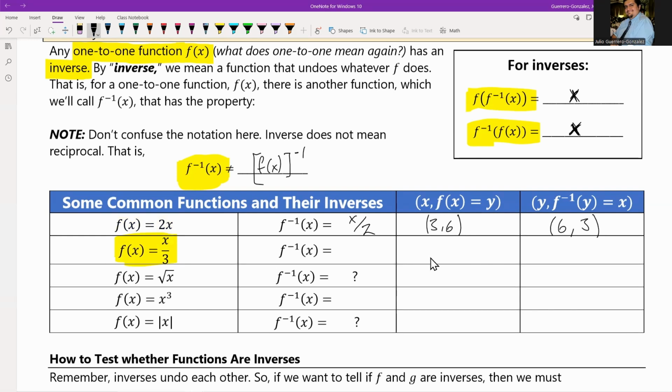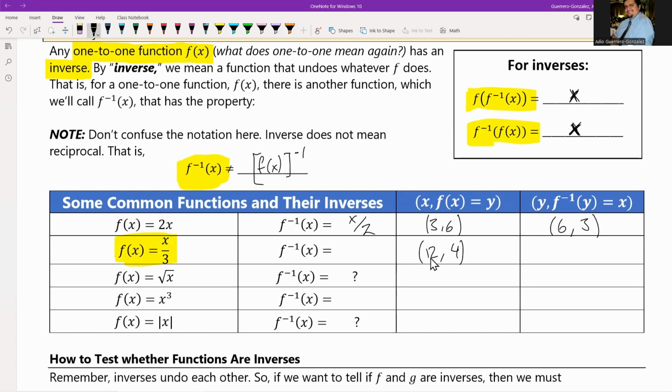So if I give f of x 12, then f of x is going to divide it by 3. My output should be 4, right? 4, let me draw that nicer. There we go, 4, okay?